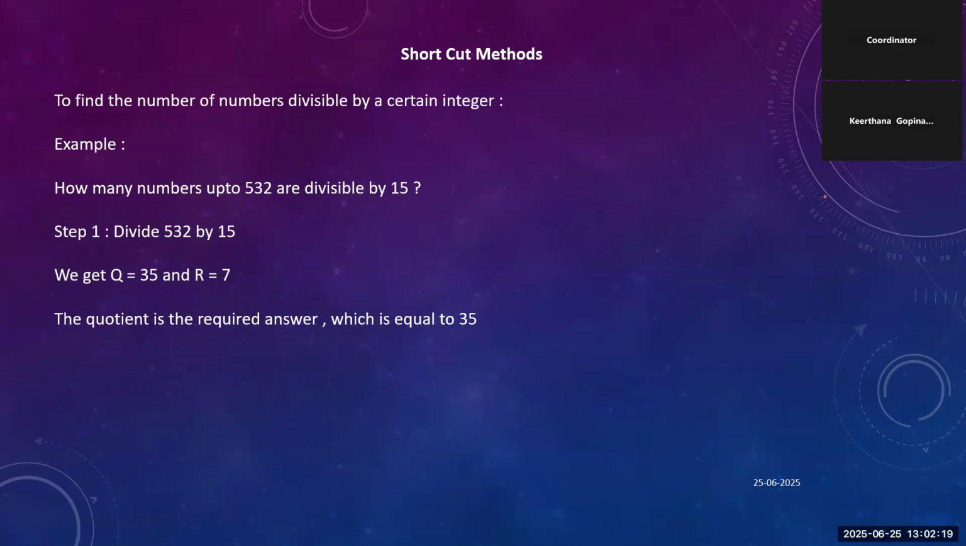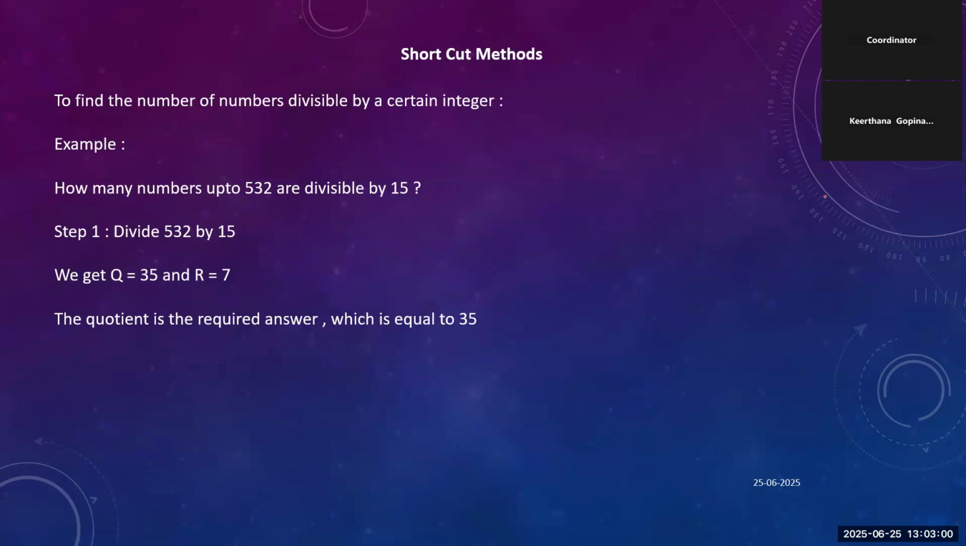Okay, this is another one. To find the number of numbers divisible by a certain integer. For example, how many numbers up to 532 are divisible by 15? How will you find it? From 1 to 532, how many numbers are divisible by 15? So you know the 15 table? 1 15 is 15, 2 15 is 30, 3 15 is 45, 4 15 is 60. Then you will keep on doing it.